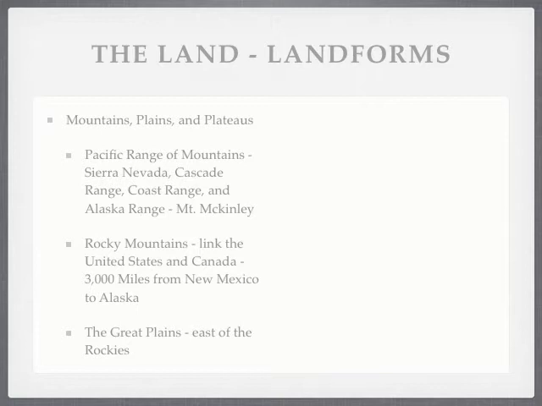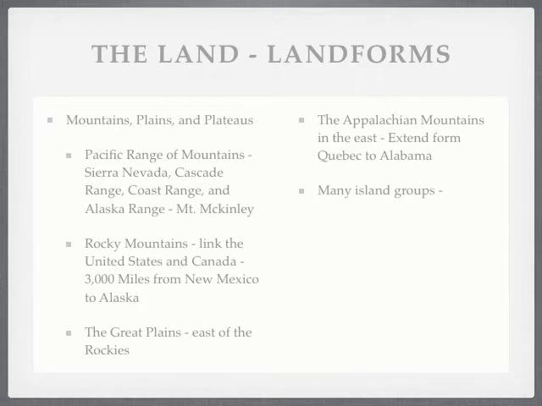The Great Plains are located east of the Rocky Mountains. The Appalachian Mountains in the east extend from Quebec in Canada all the way down to Alabama in the United States. There's many different island groups that are located in North America: the Hawaiian Islands, Newfoundland, and Prince Edward Island in Canada.